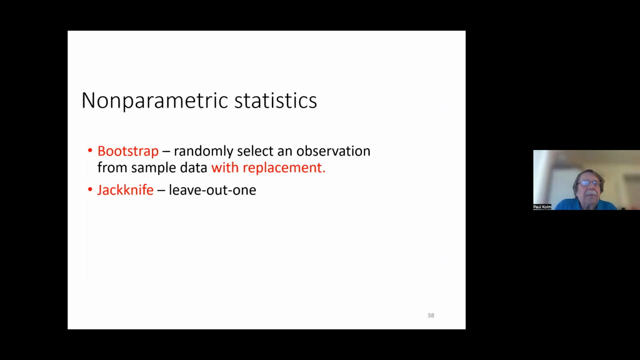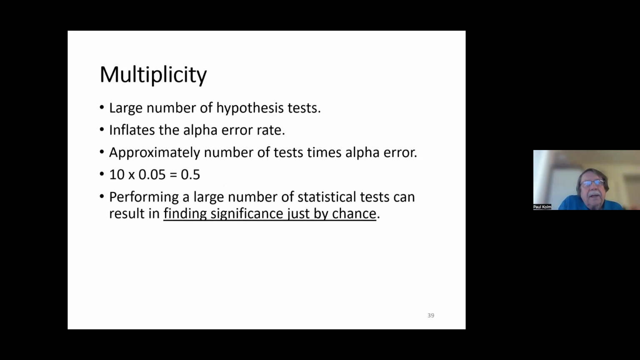We did, I believe, some practice examples where for the bootstrap, what we do is randomly select an observation from the sample data, and then we replace it and draw another sample and so on. Over a large number of bootstrap replicates, we can estimate a test statistic like a mean or a standard deviation or confidence intervals. And then the jackknife was the leave-one-out way of calculating a statistic or a confidence interval.